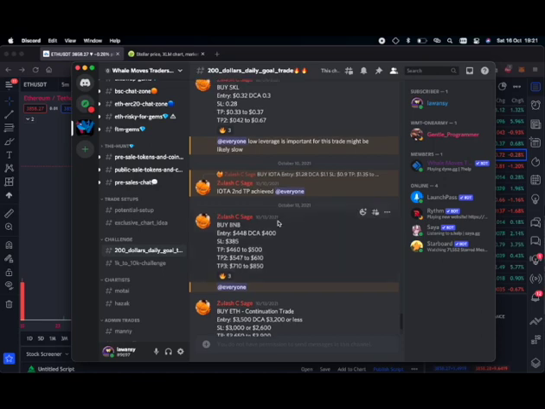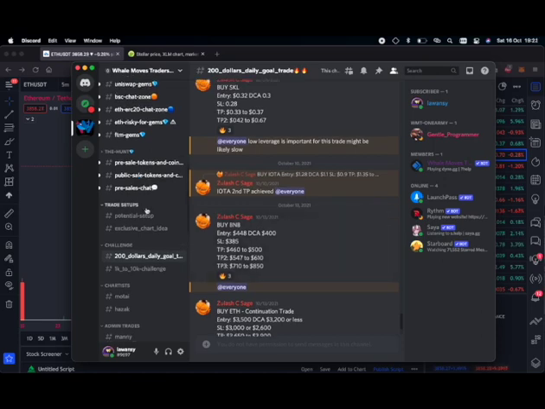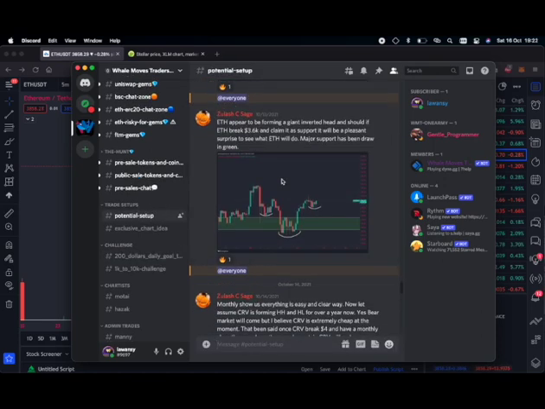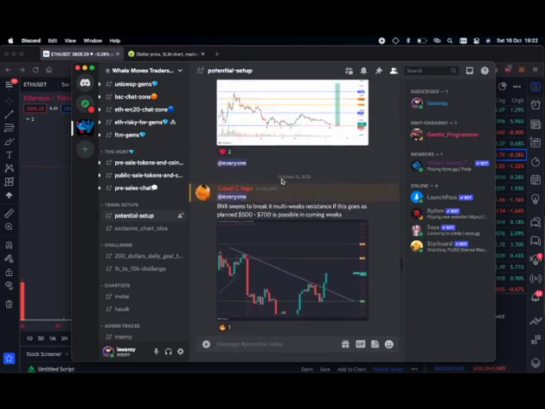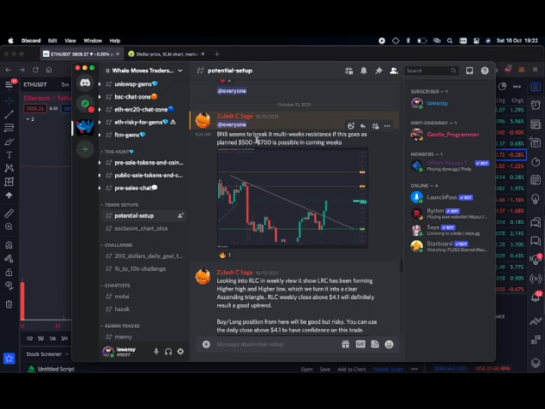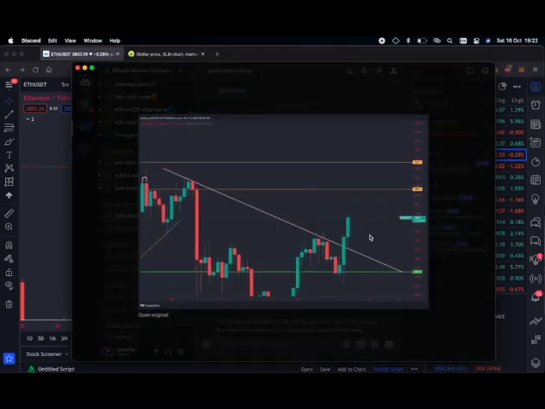Now we look at the example of BNB, right? I think BNB was posted in potential setup. So we'll say BNB. Good. Now here's what happened to BNB. If you can remember when I was showing you about BNB, I was showing you how it came back to retest this particular trend line.